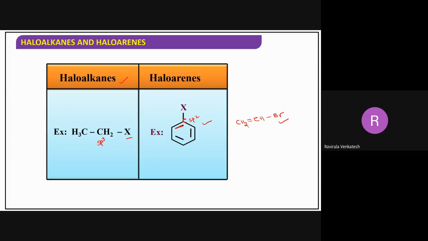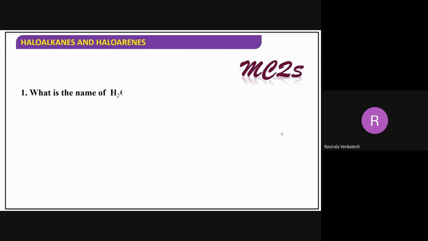It is not a cyclic compound. So it is not at all a cyclic compound. It's not at all aromatic. Simply, I am calling this one a vinyl group. It is a vinyl bromide. Okay. Let me take one more slide now. Haloethane, haloarenes. Even you can take IUPAC nomenclature also. Now, there will be some questions also.